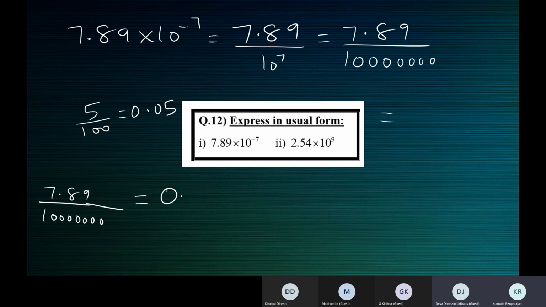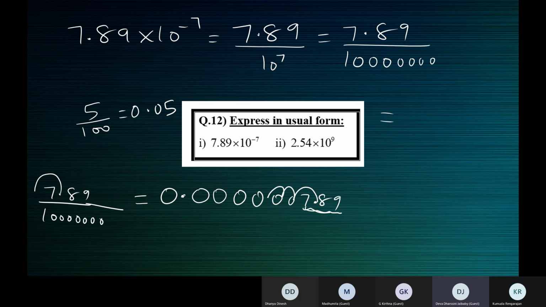So it will be 0 point. We'll have to move this by 7 places. See, the decimal point was here. It was 7.89. Then there will be 2 decimal places. No, this is gone. Move from here.